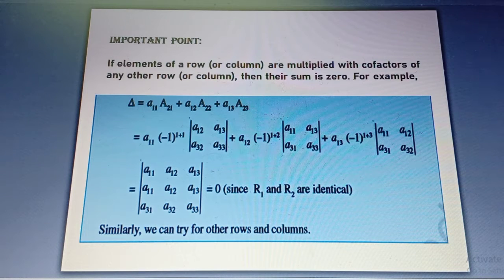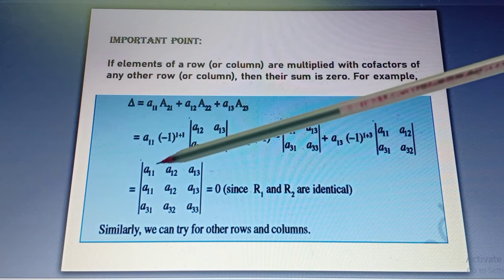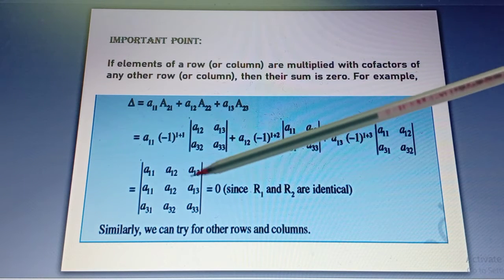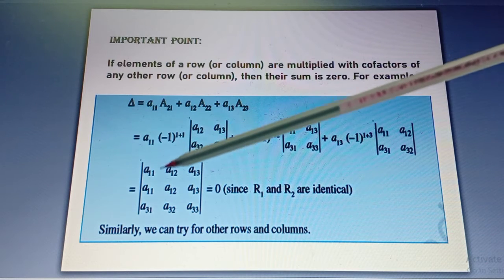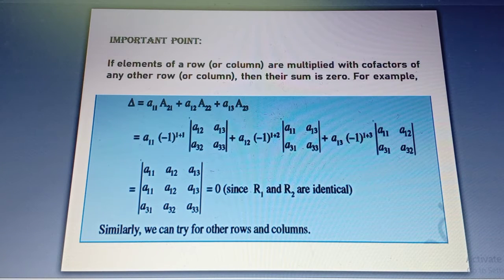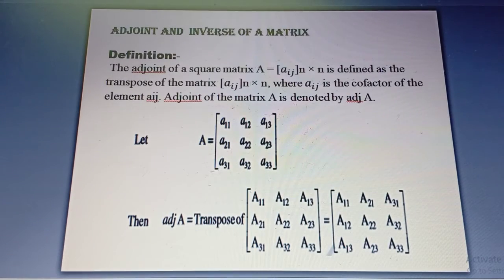the elements of two rows are identical. The first row and second row elements are identical, and we know that by the properties of determinants, the value of this determinant will be 0. So I hope students you understood this very important point. Next I am going to discuss how to find the adjoint and inverse of a matrix.